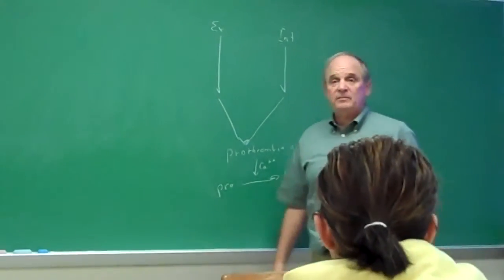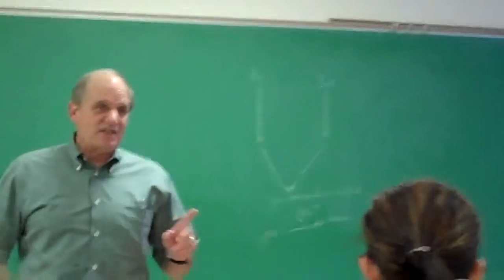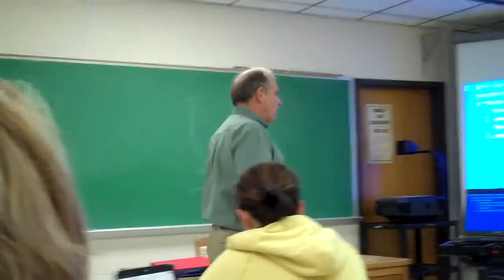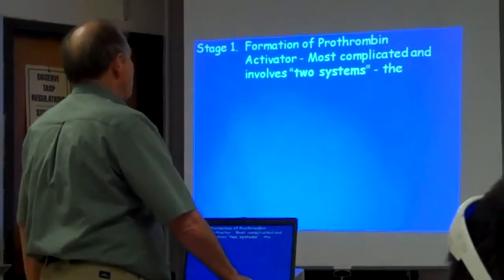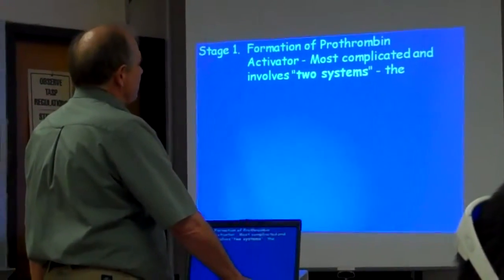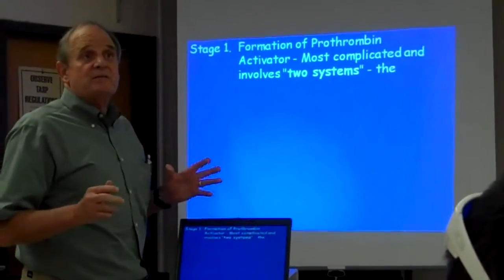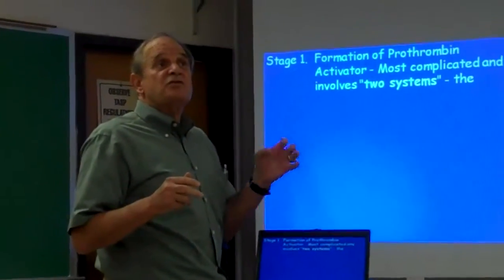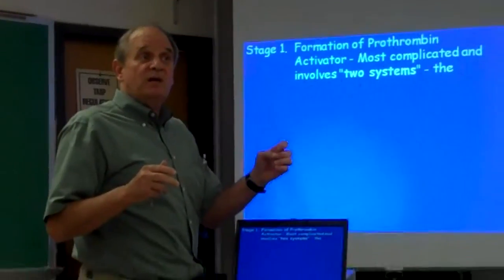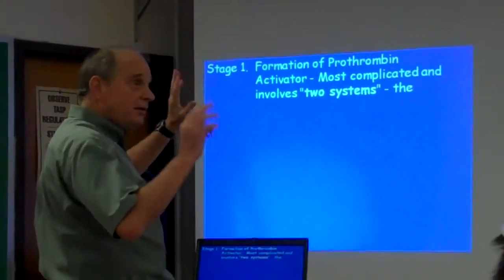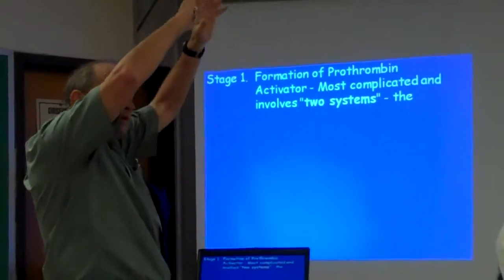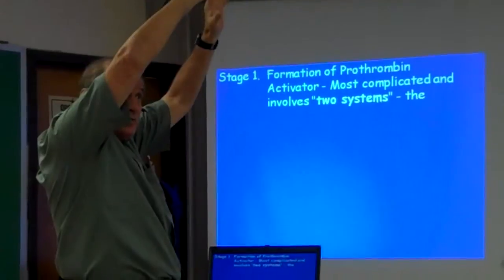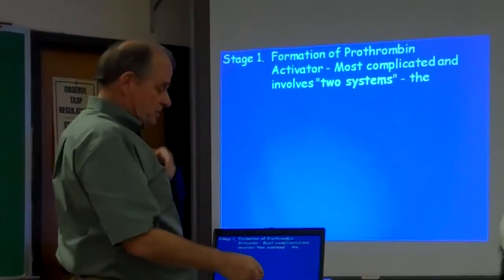And it's all got to be working. I mean, it's very, very important. All right, let's kind of go through it. Okay, now what we'll do. What I say right here, the formation of the prothrombin activator, is the most complicated. It's more complicated than vascular constriction. It's more complicated than the platelet plug. It's the most complicated, coagulation, extrinsic, intrinsic, more complicated than those first two things we talked about. And it involves two systems, and those systems are the extrinsic and intrinsic pathways.